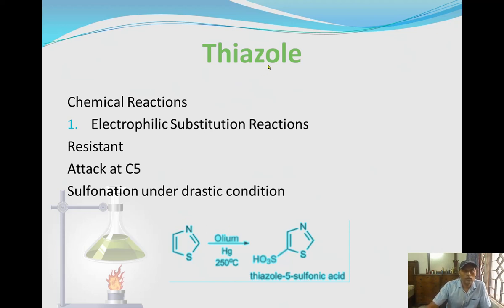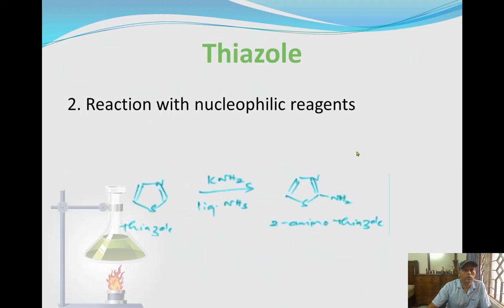So thiazole in the presence of fuming sulfuric acid and mercury sulfate. Mercury sulfate is used here, at 250 degrees centigrade. It is going to give you a thiazole derivative with the substitution at position number 5. Thiazole-5-sulfonic acid is the product you are going to get.